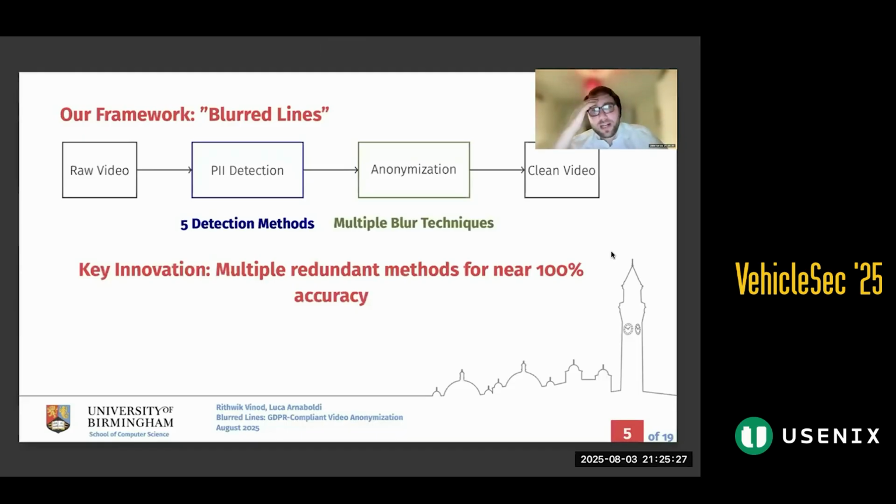All right, so before I go on, I want to introduce to you our solution. We have this framework called Blurred Lines, and it effectively takes raw video data. We focus solely on camera data for the purpose of this work. In the future, we can serve further aspects, but camera data we found was the most crucial one, since vehicles these days come already equipped with several dozen cameras on average.